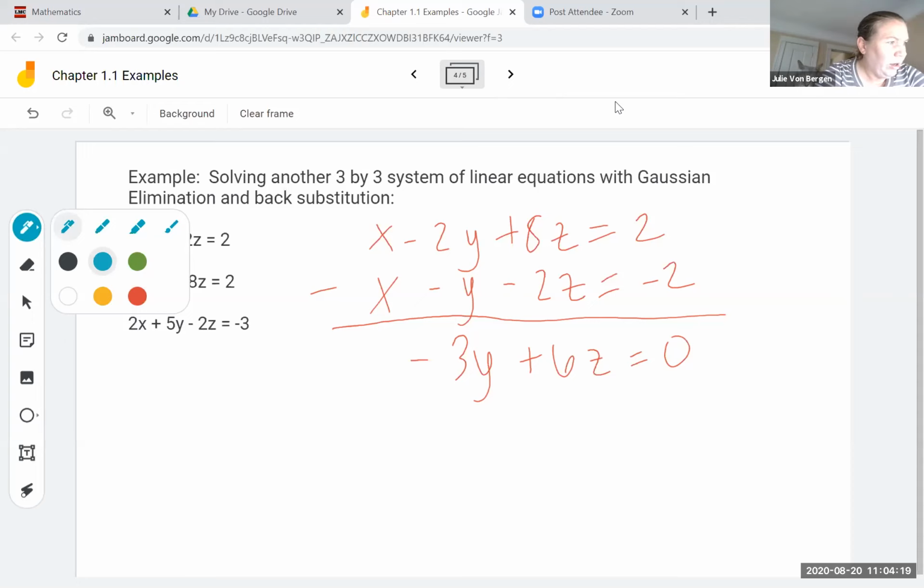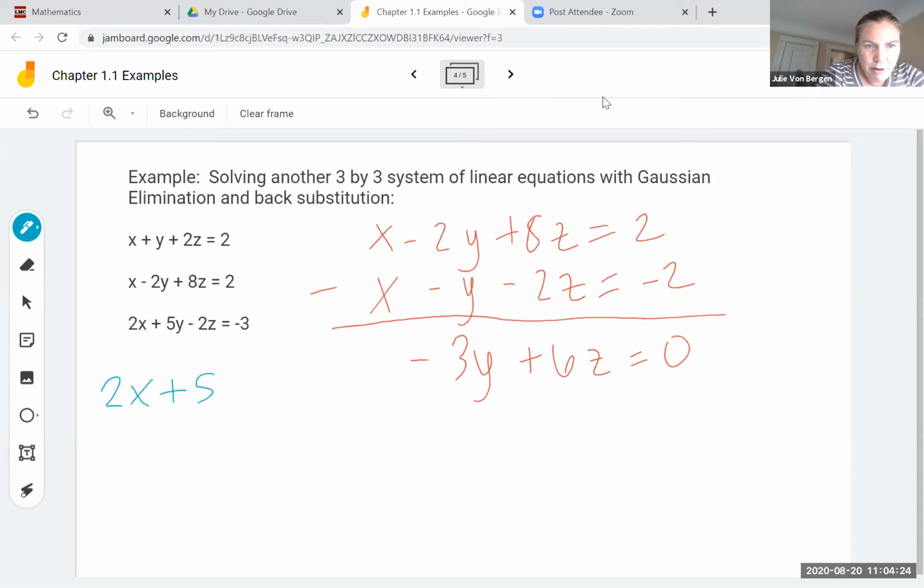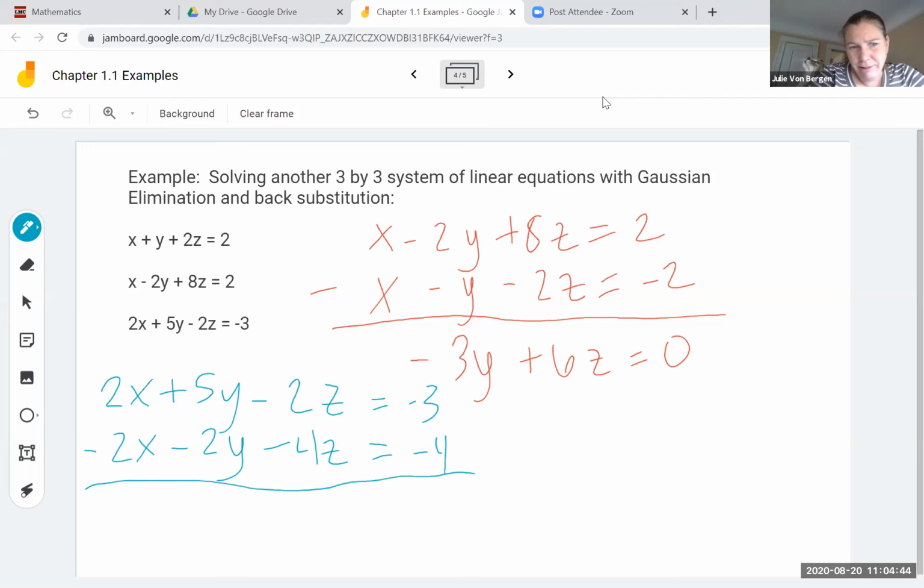So we'll say equation 3, which is 2x plus 5y minus 2z equals -3. And then we want to subtract double of equation 1. So it's going to be minus 2x minus 2y minus 4z there equals -4. So we end up with our x's canceling out. We get 3y minus 6z equals -7.